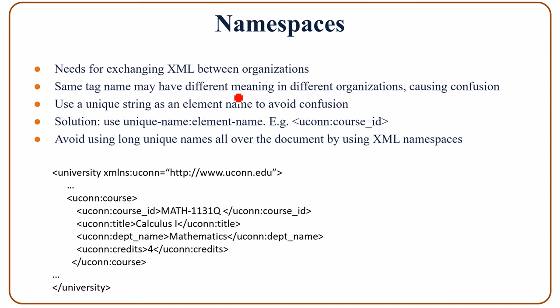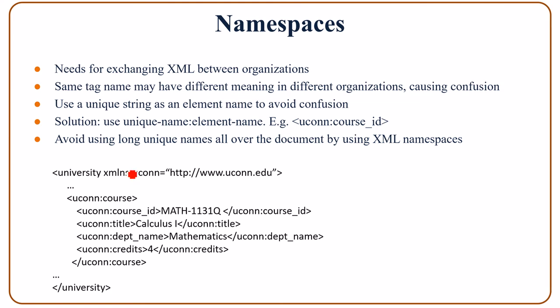So if we receive data from another university, for example UCLA, then UCLA would be the unique name in front of course ID. For courses from UCLA, we have UCLA colon course ID, and for Yukon courses, we have Yukon colon course ID. With namespaces, it allows us to avoid using long names.